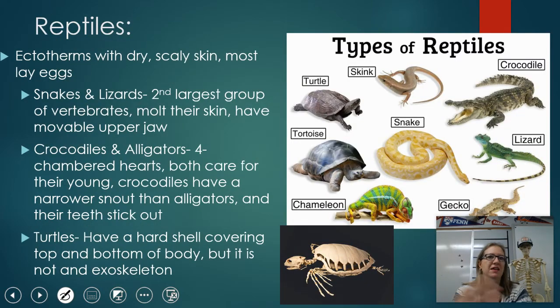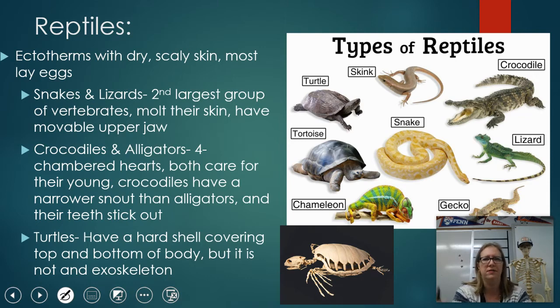Then we get into reptiles. Speaking of lizards, still ectotherms, still need the environment to control their temperature. They have very dry, scaly skin, and most reptiles lay eggs. We've got snakes and lizards as one of the groups, and it's actually the second largest group of vertebrates.